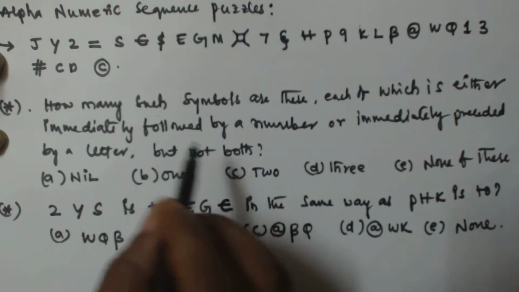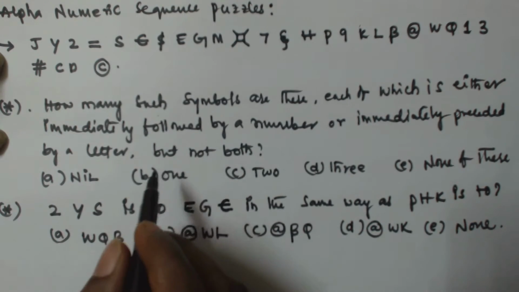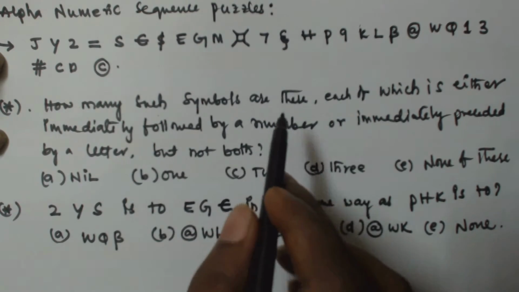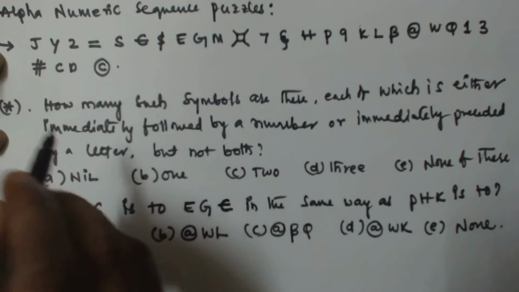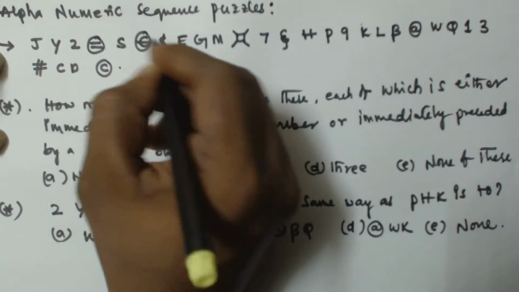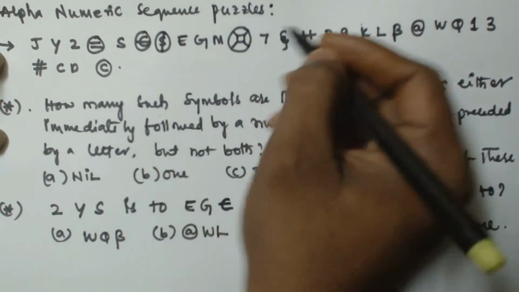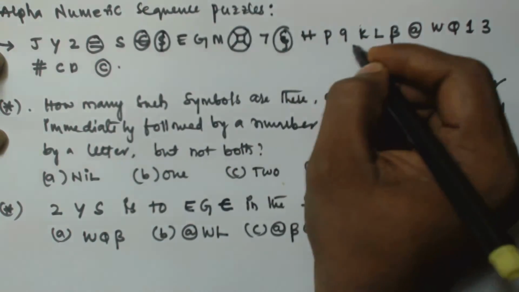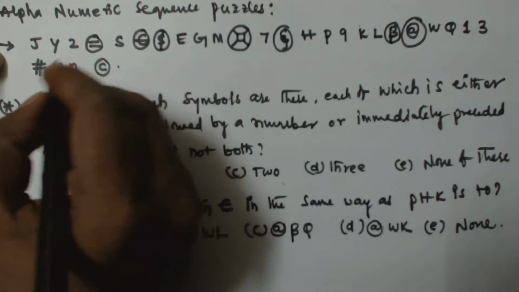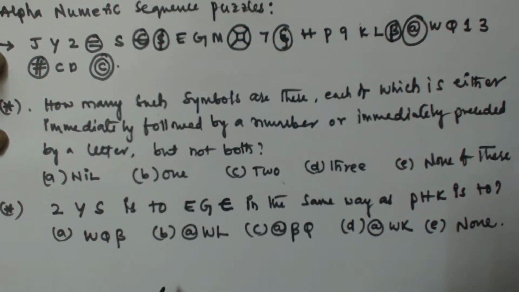Let's come to the problem. Here we have been given a sequence of alphanumerics, and now we have to solve the first question: how many such symbols are there. So he's talking about the symbols, so let's identify all of them. This is equal to, epsilon and dollar, this is one symbol, this is a symbol, beta is a symbol, @ is a symbol, hash is a symbol, and this is the copyright symbol.